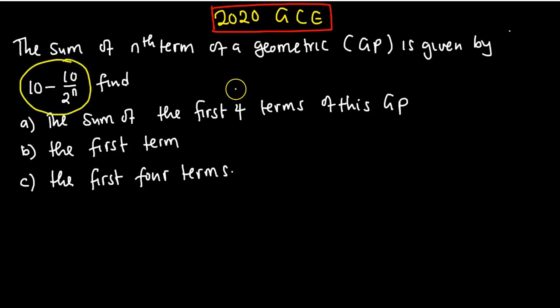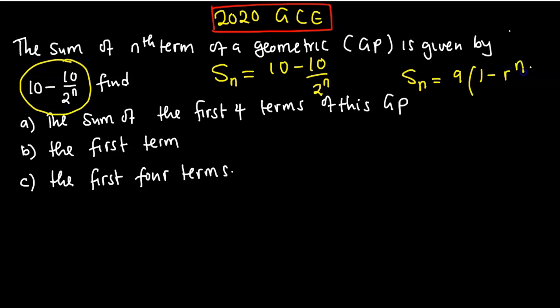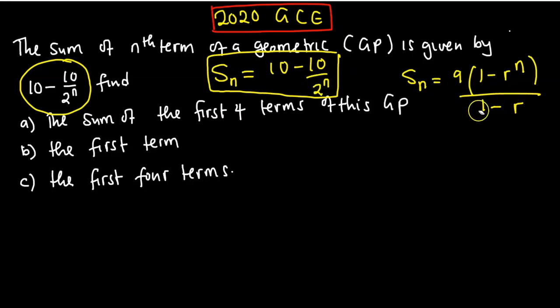Since we are already given the sum, we can rewrite this one as the sum of the nth term is equal to 10 minus 10 over 2 to the power n. That is what you are given. Not the usual one where we say the sum of the nth term is equal to the first term multiplied by 1 minus r to the power n, divided by 1 minus r. We are not going to use that one. We are going to use this one.